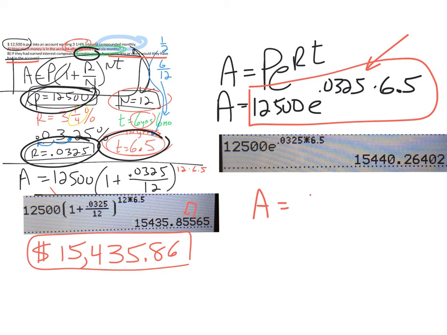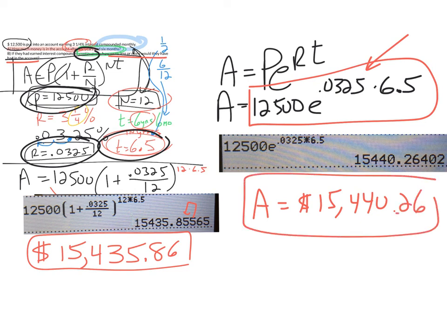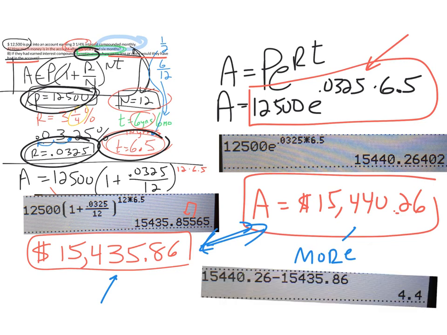So here it looks like the balance is $15,440.26. So the question said how much more or less. So we're basically comparing these two. They're both 15,000. This one's 435, this one's 440. So it looks like it's more if you compound the interest continuously. And the question said, well, how much more? So in order to figure out how much more, we're going to simply subtract those two values. So it looks like here I get 4.4, which stands for $4.40 more.